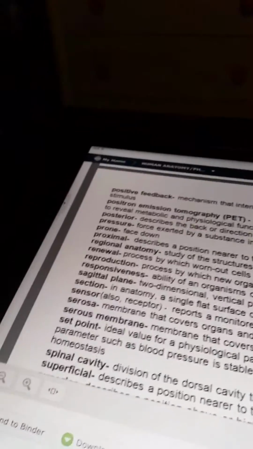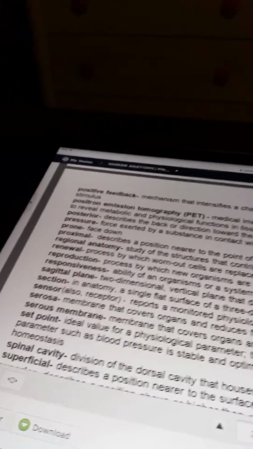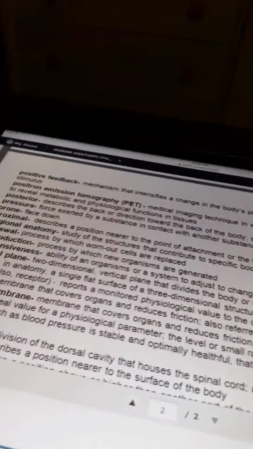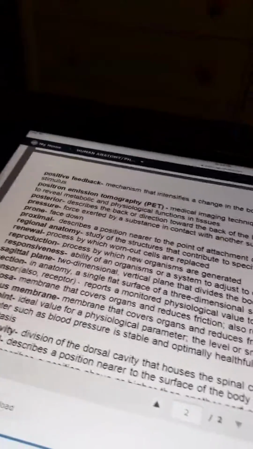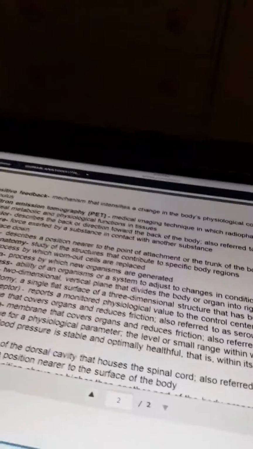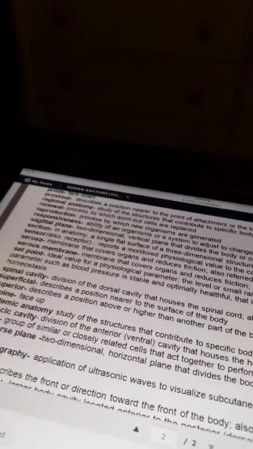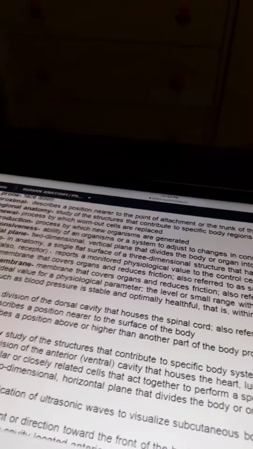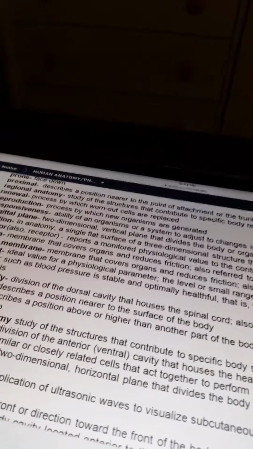Set point, ideal value for a physiological parameter, the level or small range within which a physiological parameter such as blood pressure is stable and optimally healthful. Spinal cavity, division of the dorsal cavity that houses the spinal cord, also referred to as vertebral cavity.